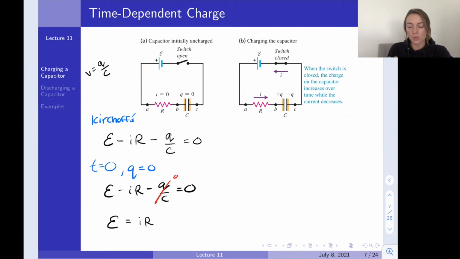And we said at t equals 0, we will call that current I naught. So I'll change this to I naught. And then, as we did before, we can just rewrite our initial current as the EMF over the resistance. So let's keep this equation in mind.